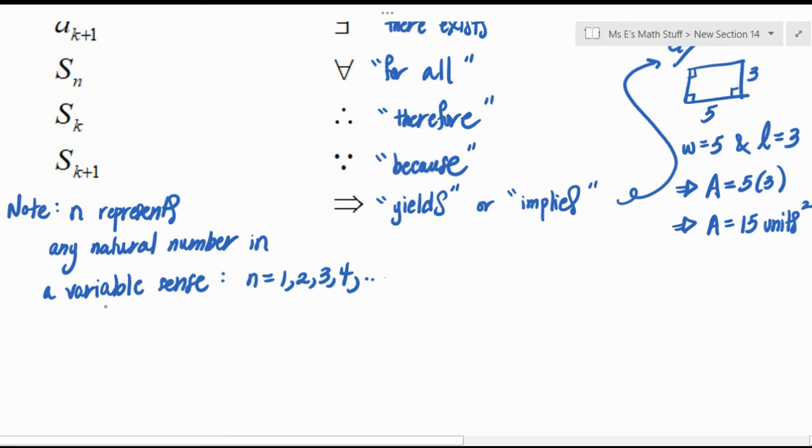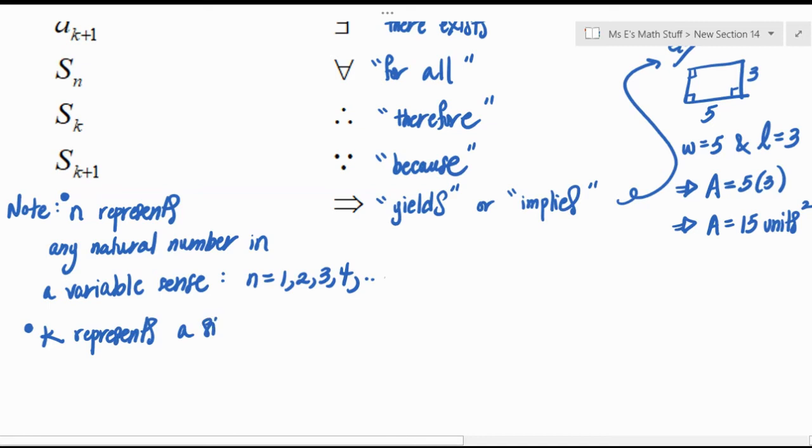But K, let me put a little dot here. K is not representing a variable. K is what's called an arbitrary constant. It's going to be a little tricky to feel like you understand the difference between a variable and an arbitrary constant.